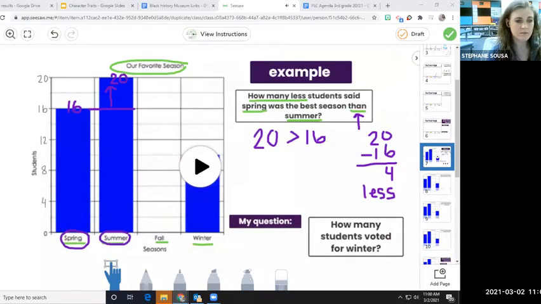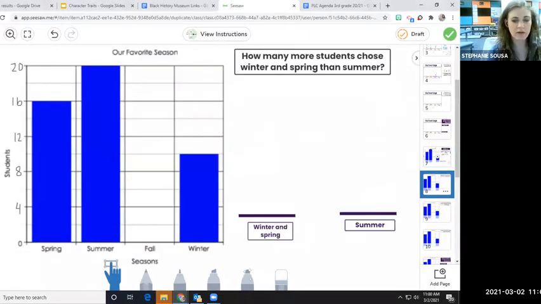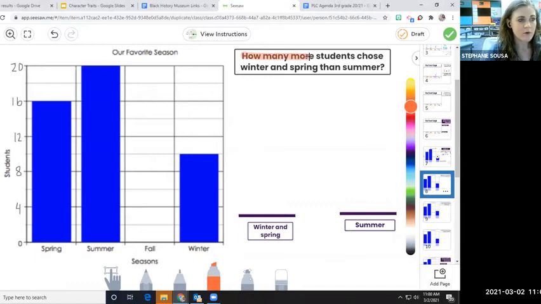All righty, same skill, different graph. Hop on slide 8. Here we go. Our question is here. How many more, there's our vocabulary, students chose winter and spring than summer? So first, we've got to combine winter and spring.